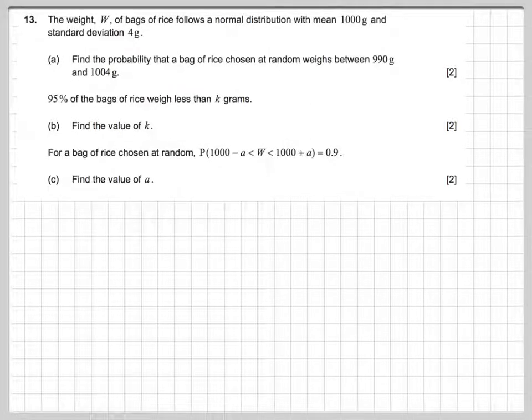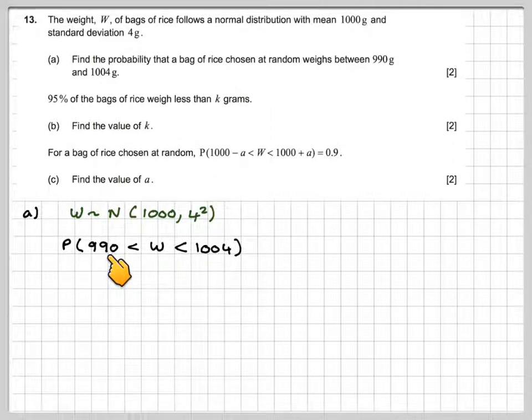Hi, this video is about using the normal distribution. It says the weight W of bags of rice follows a normal distribution with a mean of 1000 grams and a standard deviation of 4 grams. Find the probability that a bag of rice chosen at random weighs between 990 grams and 1004 grams. So we know that the weights are normally distributed with a mean of 1000 and standard deviation 4, or variance 4 squared. We need the probability that the weights lie between 990 and 1004.